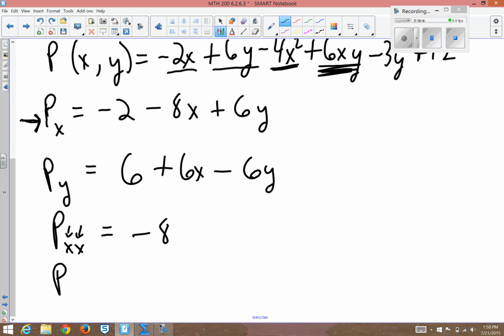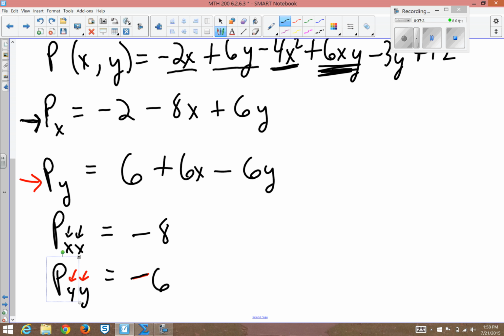Now we need P subscript yy. So the first y means look at this answer where the red arrow is and take the derivative of that. So that tells me where to look. This tells me to take the derivative of that with respect to y. The partial derivative with respect to y of this where the red arrow is going to be 0 plus 0 minus 6. The derivative of negative 6y is negative 6. The derivative of 6x is 0 because we're pretending x is a constant.